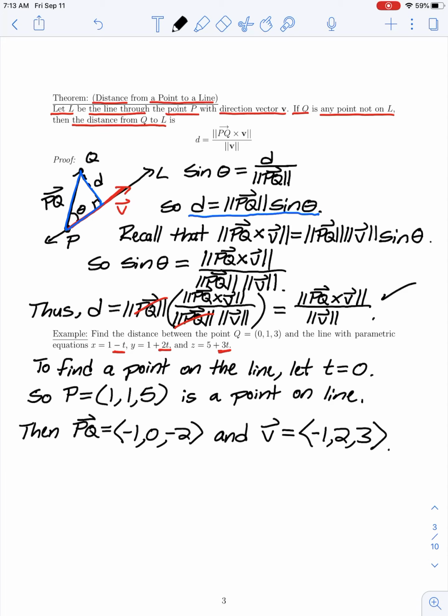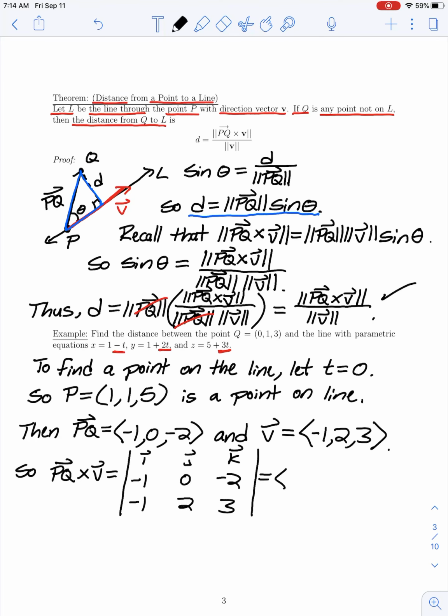Now, once we have these vectors for that distance formula, we need to find their cross product. So here, looking at the cross product of PQ with the vector v, we're taking the determinant of the 3 by 3 matrix whose first row consists of our standard basis vectors i, j, and k, whose second row consists of PQ, which had entries -1, 0, -2. And our third row is the vector v, which was -1, 2, 3.